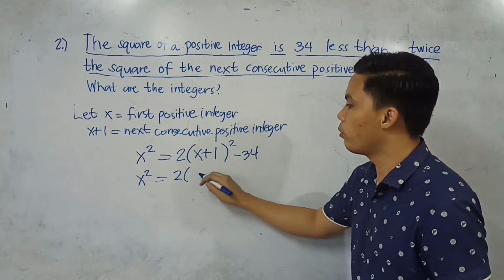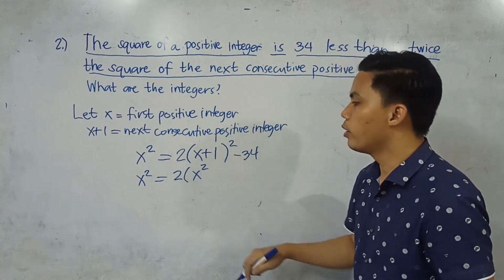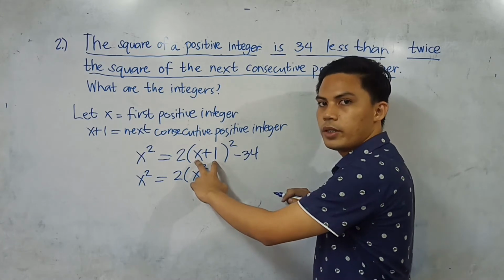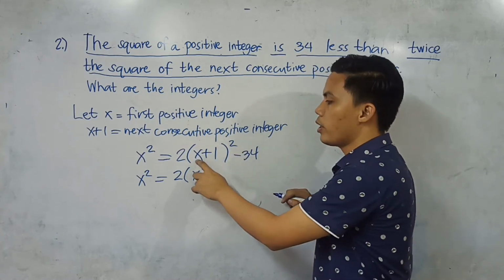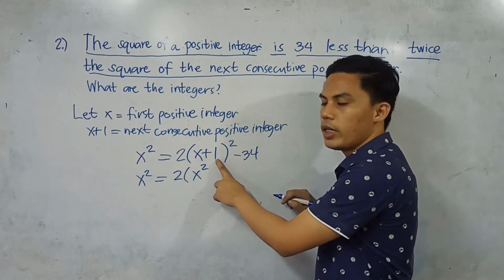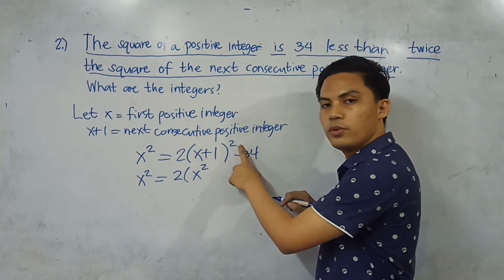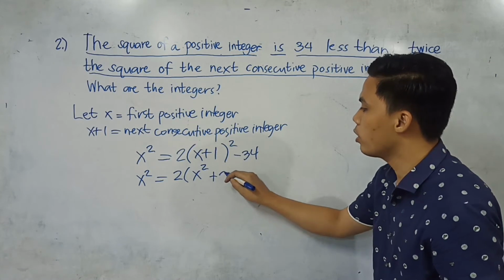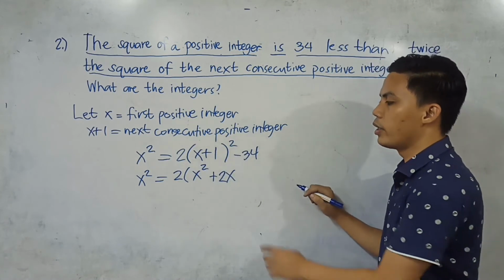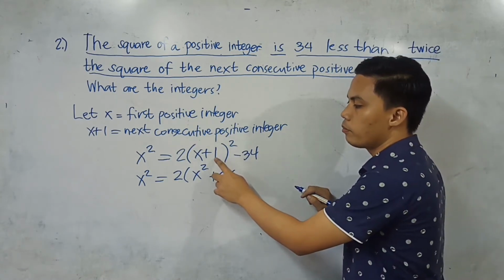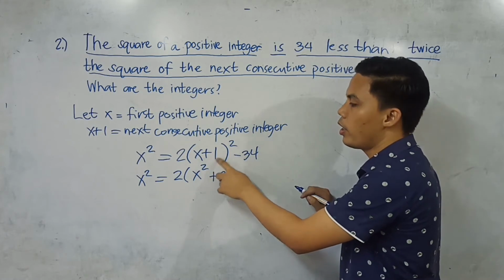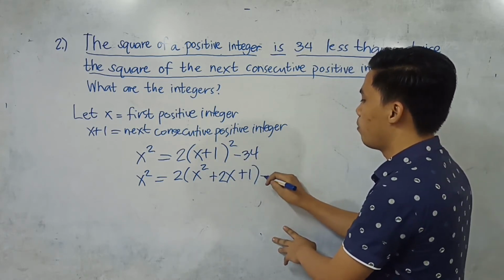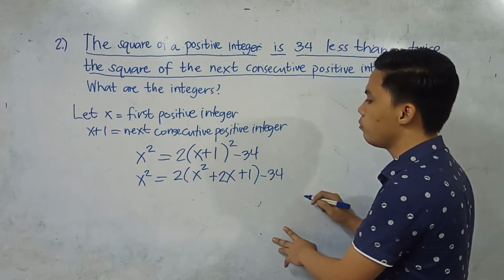X squared, we will have x squared. Next, multiply the first and the last term by 2. So, x times 1 is x. X times 2 is equal to 2x, or positive 2x. You will have plus 2x. Then the last step, square the last term. So 1 squared, you will have 1, plus 1 minus 34.